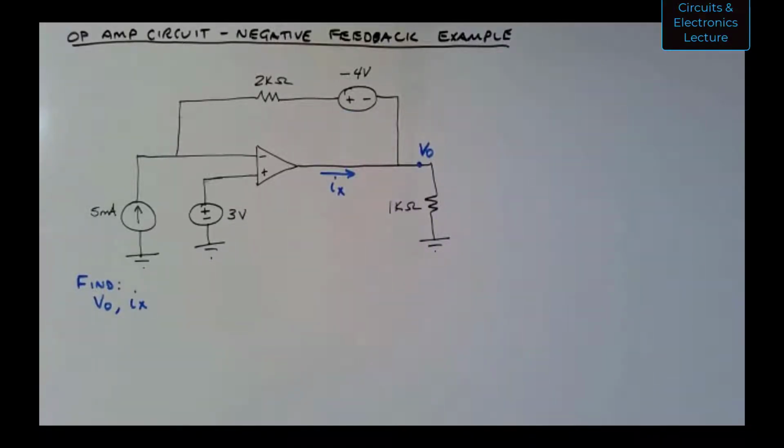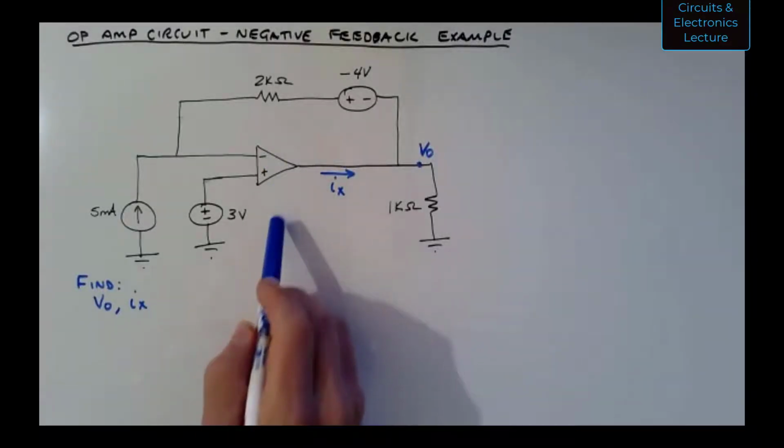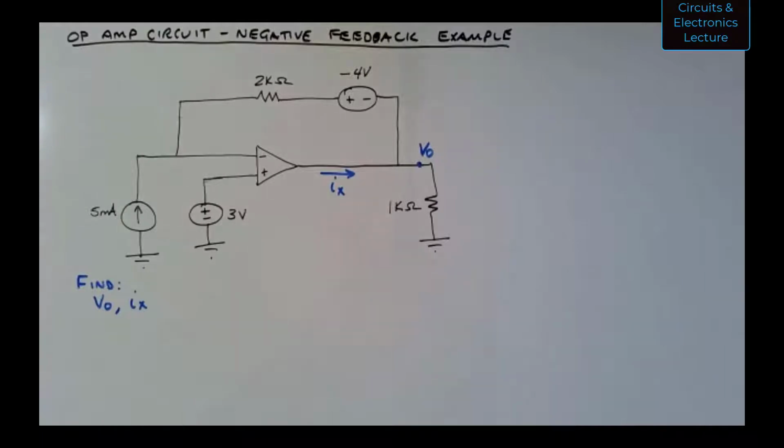But let's go down the decision tree. So we have an op-amp circuit because it has an op-amp. By the way, I don't show any power supply connections on this op-amp, which means I'm assuming it's sufficiently powered. So it doesn't really matter for this circuit what the voltages are. You're just assuming that it's sufficiently powered by power supplies.